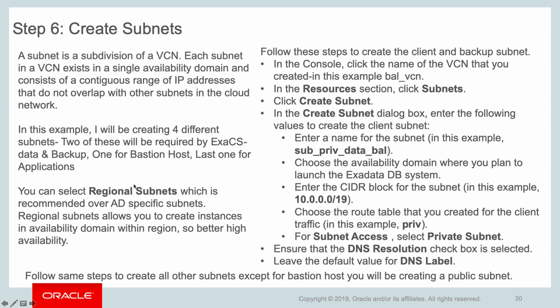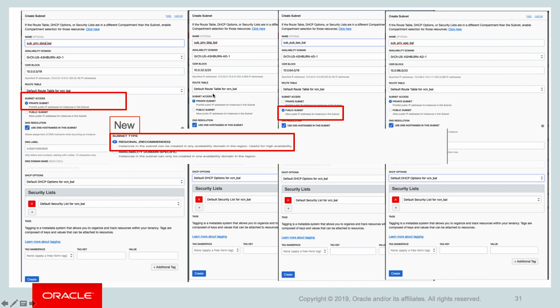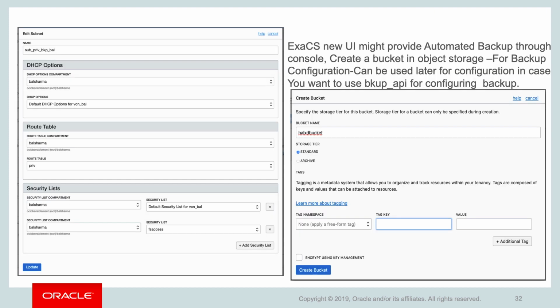Additionally, you can select regional subnets, which is recommended over AD-specific subnets. Regional subnets allow you to create an instance in any availability domain within the region, and that way it provides better high availability. We will follow the steps. You will be able to see that when we get into the demo. In this example, I have created 4 subnets. Let's move to the next one.